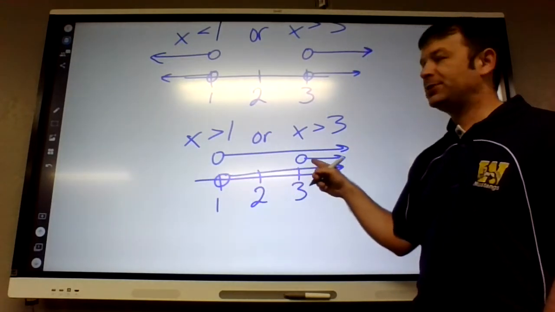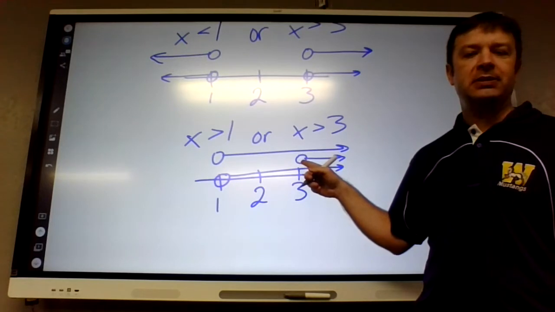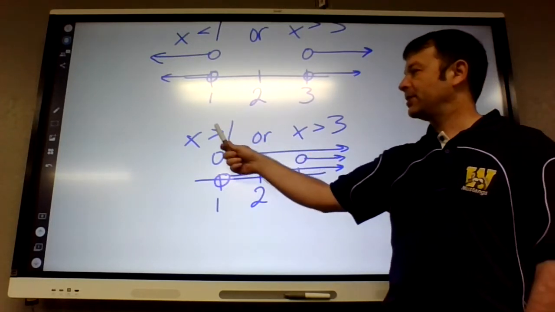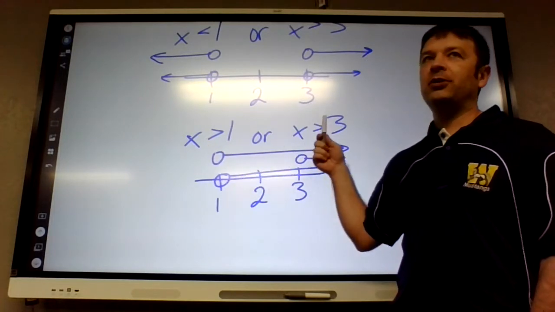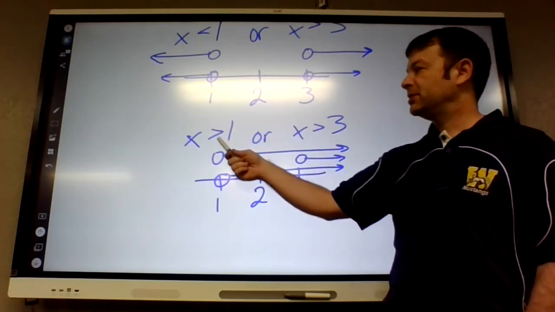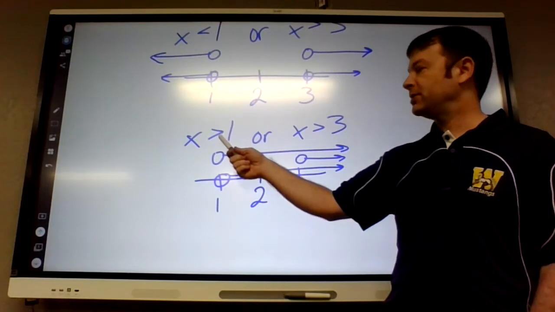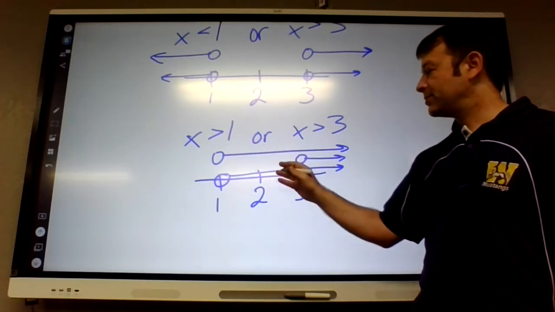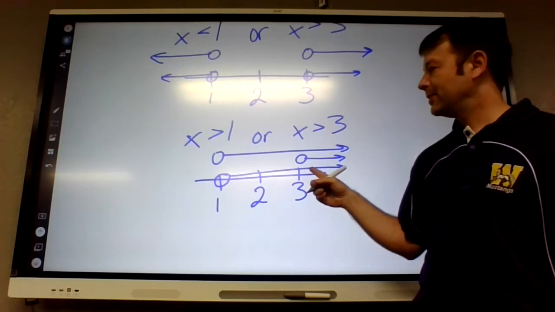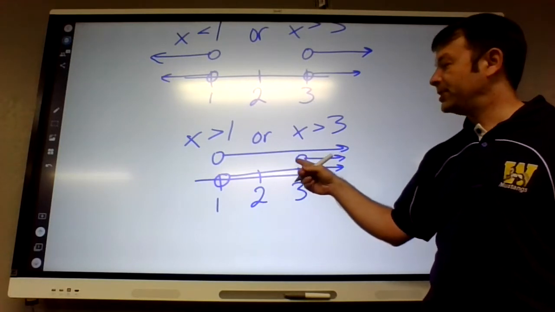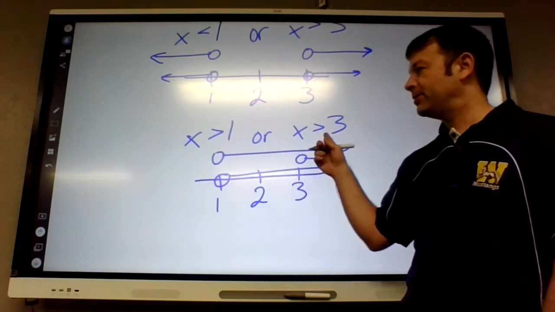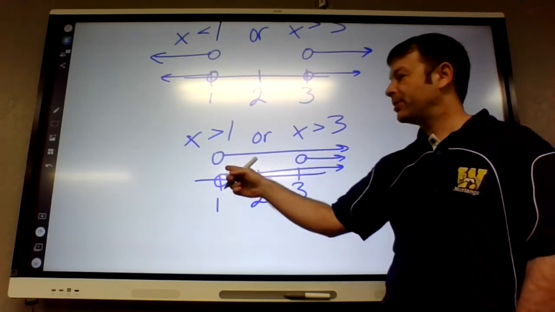Should I have an open circle right here? Is 3 part of the solution? Is 3 an answer? Is 3 greater than 1 or greater than 3? Yes, it's greater than 1. So do I need an open circle here? No, because 3 is part of the answer. Open circle means that's not part of the answer. Is 1 greater than 1 or greater than 3? No, so 1 is not part of the solution.